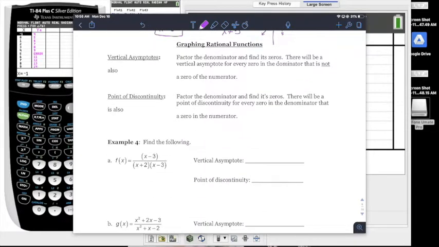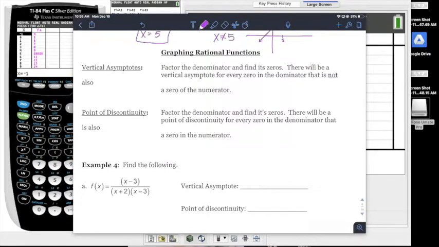Okay, they've got a little piece here on vertical asymptotes, and then the points of discontinuity. Typically, when we're graphing these, we want to factor the denominator and find its zeros. There will be a vertical asymptote for every zero in the denominator that is not also a point of discontinuity, meaning it's not also a zero of the numerator. For points of discontinuity, we just have to look at it.